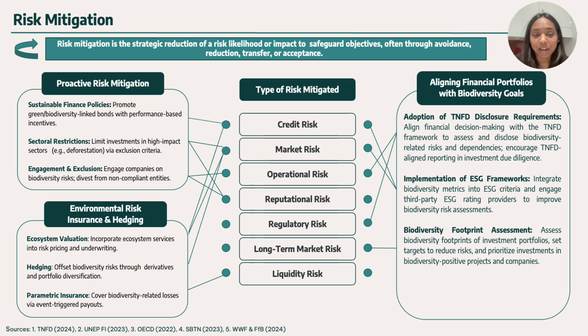Risk mitigation can be carried out in three possible ways. Firstly, there's proactive risk mitigation, which involves sustainable finance policies that promote green or biodiversity-linked bonds with performance-based incentives to decrease credit risk.